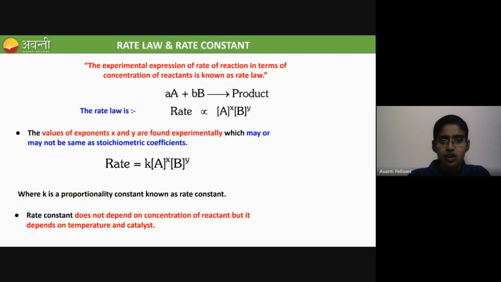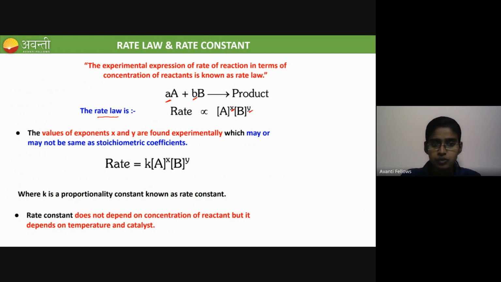Now coming to the rate law and rate constant. What is the rate law? The experimental expression of the rate of reaction in terms of the concentration of the reactants is known as the rate law. Suppose I have aA plus bB giving products. The rate law for this reaction is: rate is directly proportional to the concentration of A raised to x and the concentration of B raised to y. These exponents x and y are found experimentally. The stoichiometric coefficients are a and b, so x and y may or may not be equal to a and b.